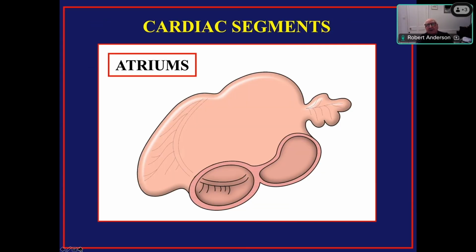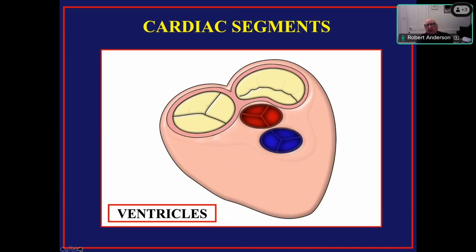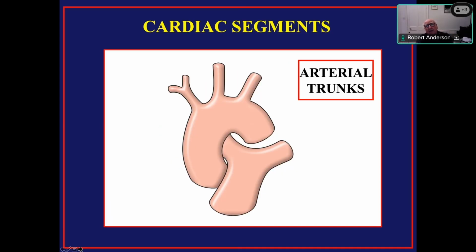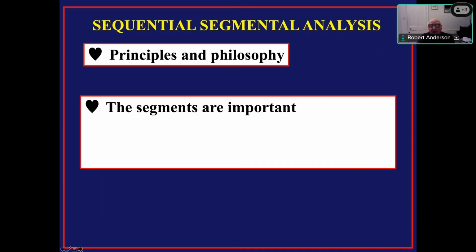So here are their segments. As you know, we start off with the atriums. We move on, we look at the ventricular mass, and then we complete our analysis by looking at the arterial trunks. So the segments are important.